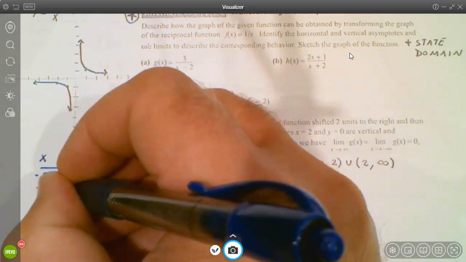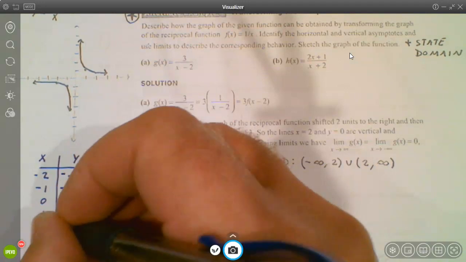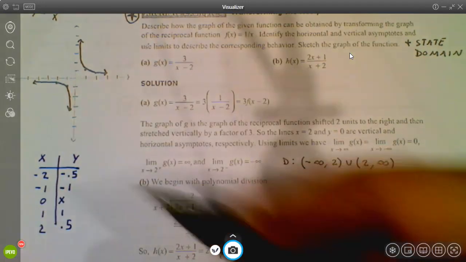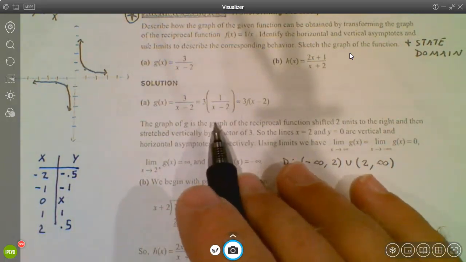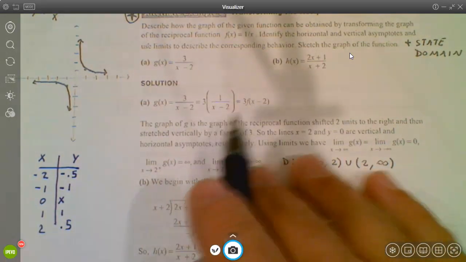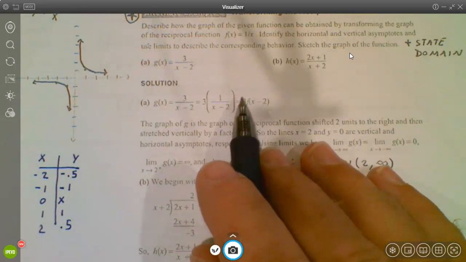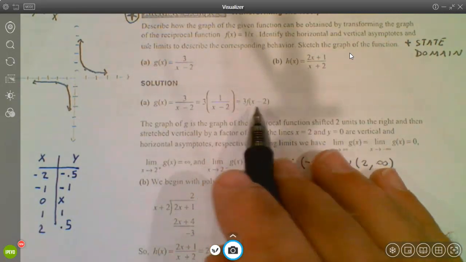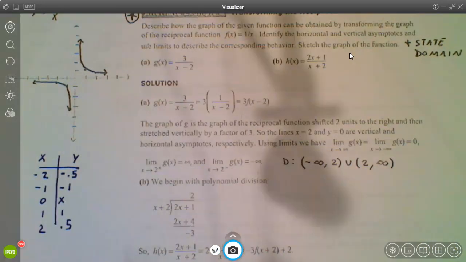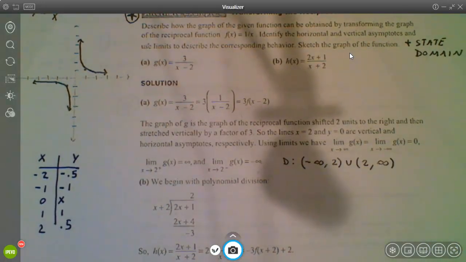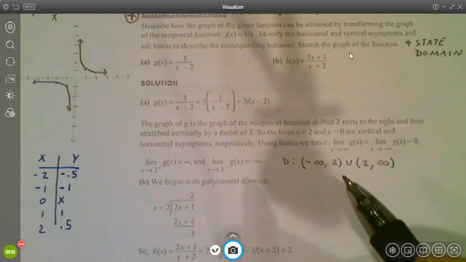1 over -1 is -1, 1 over 1, and 1 over 2. So if I were to take those points, here's where this gets a little more of an exact process. If I were to multiply all of my y coordinates by 3, and add 2 to all of my x's, that would create the new set of points that I would have for the new graph. Okay, and so that's the approach they want us to take for this.